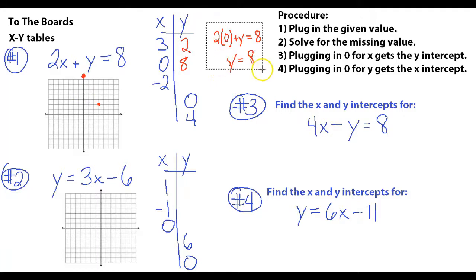Let's keep going. Plug -2 in for x. When I do that, 2 times -2, that's -4 plus y equals 8. So y equals 12. That's not even going to be on my graph, so I'm not going to try to graph it.